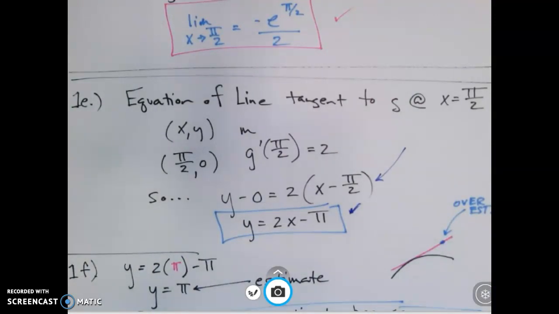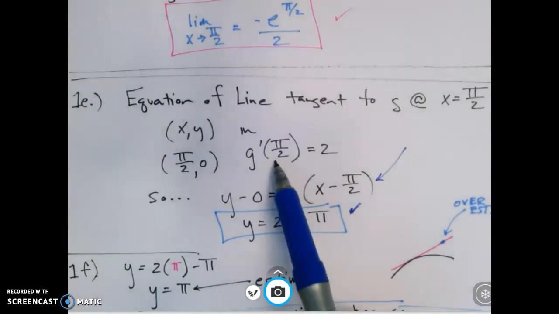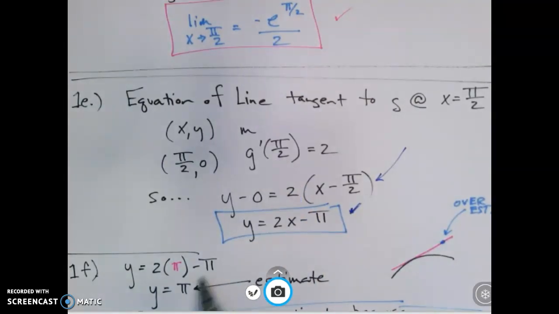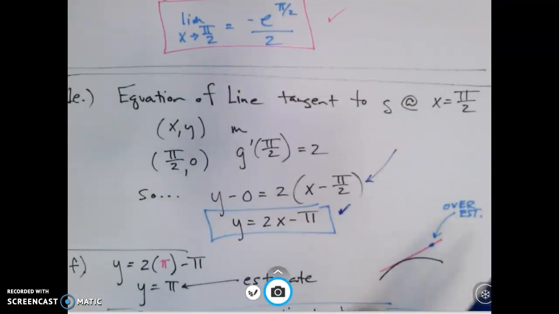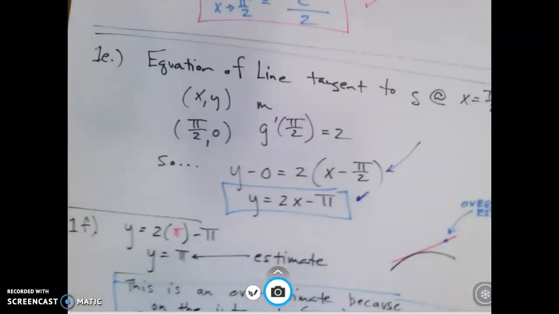And part F says, use this equation to estimate the value of g of x at the point x equals pi. Is this estimate an overestimate or an underestimate? Well, first things first, going from pi halves to pi is really not a very good estimate. They probably won't go that span, but if they do, just know what you're doing.